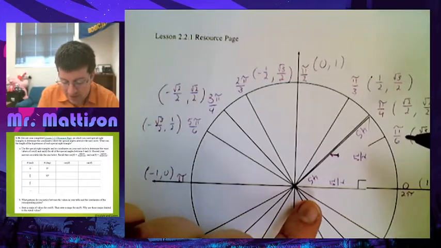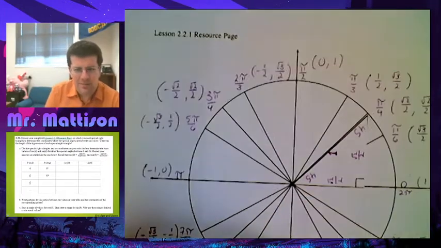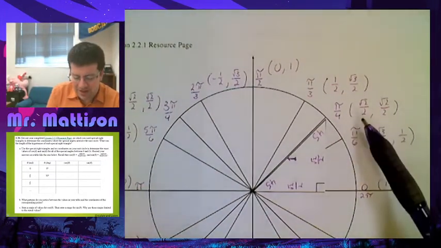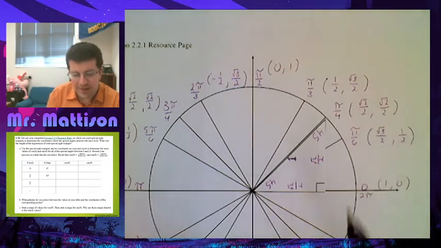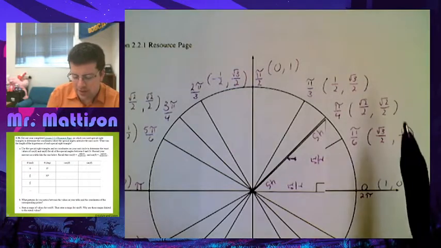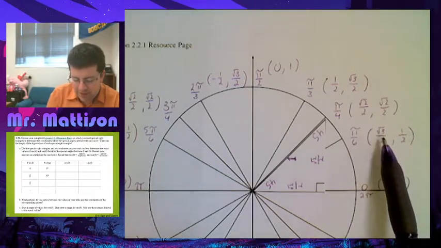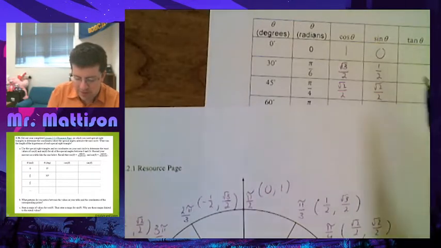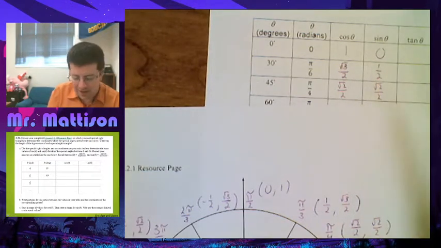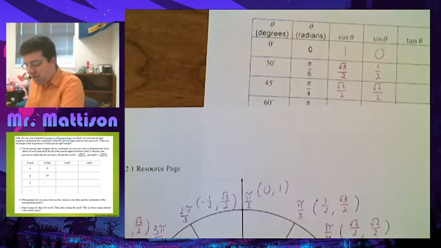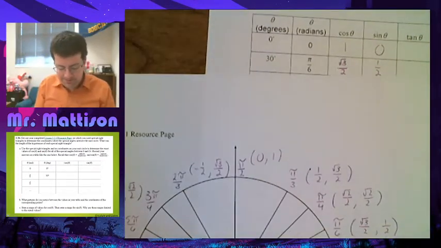So now that we have that, we may have realized, hey, I'm just getting the same things as I got last time, right? My x and my y coordinates. So my x coordinates were always giving me my cosine. My y coordinates are always giving me my sine. So I can really just take a look at my unit circle chart here.